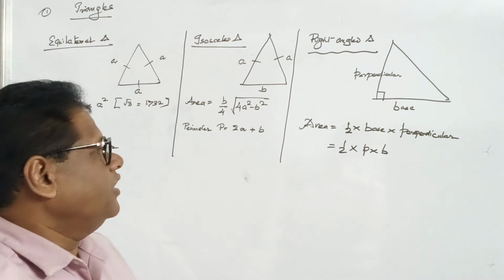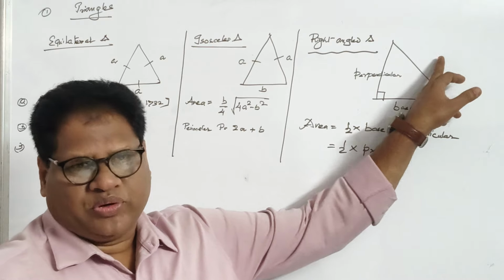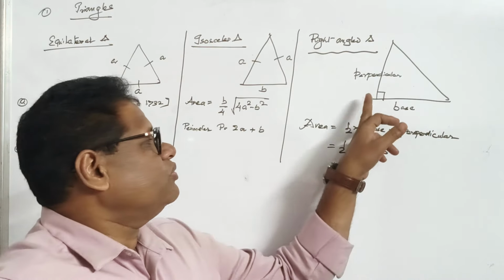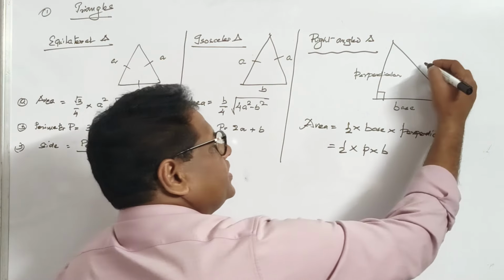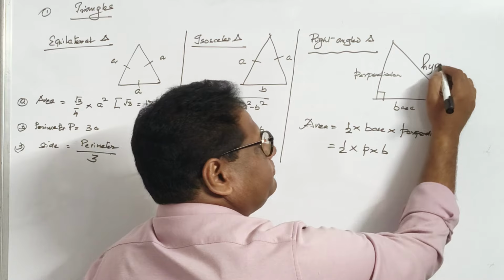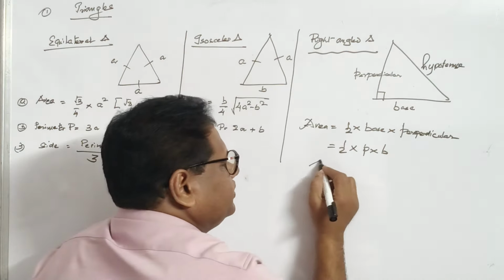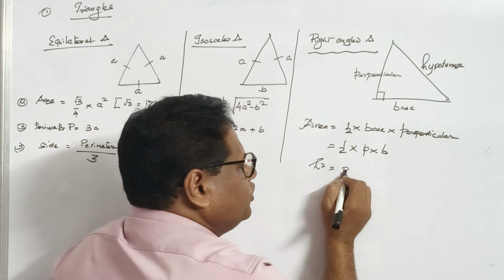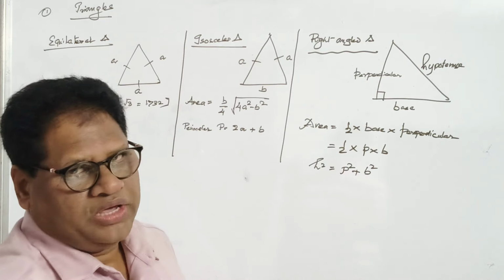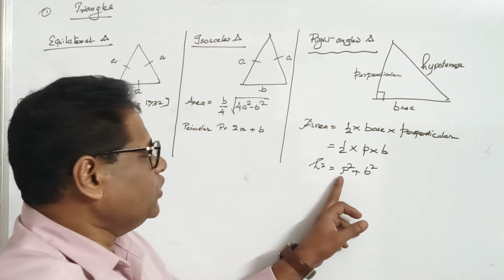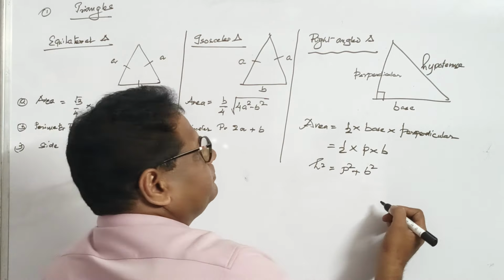Now supposing you don't know the perpendicular, you are given the base and hypotenuse. You know what the hypotenuse is? Hypotenuse is the side opposite to 90 degrees. This is the longest side in a right angle triangle. So consider this as the hypotenuse. Then we can apply the formula h square equals p square plus b square. This is the Pythagoras theorem. So knowing any two sides, we can find the third side, and after that you can apply this formula.